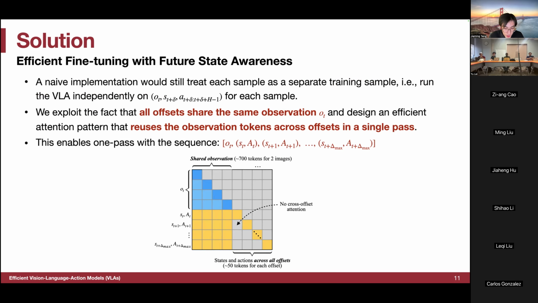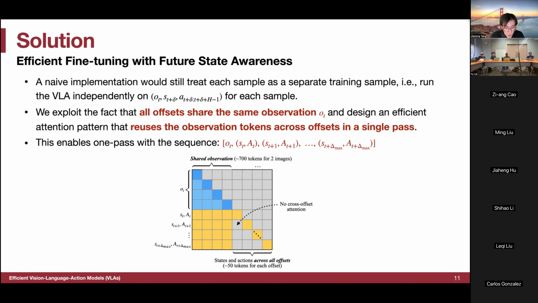For this fine-tuning, a very naive implementation is to treat each sample as a separate training example. This implementation is completely plug and play, and we can seamlessly integrate it into existing VLA fine-tuning pipelines. However, it repeatedly encodes the observation OT for every offset, so there is room for further efficiency improvements here.